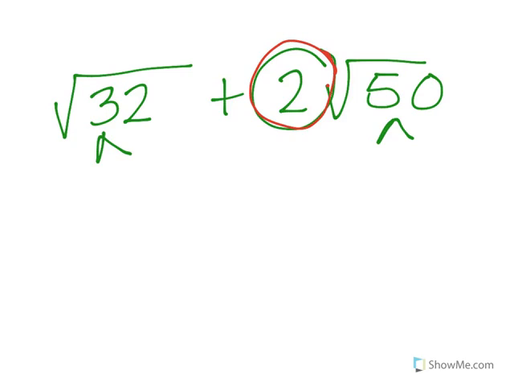All right, how do you factor 32? Something that you can multiply. What can you multiply to get to 32? 6 and 4.